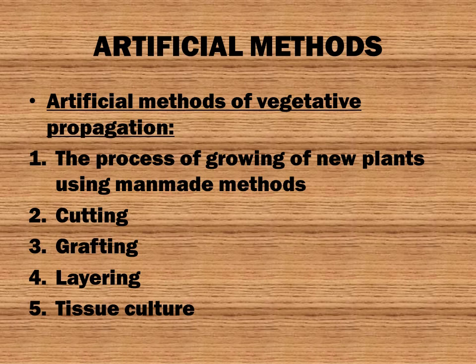So coming to the next topic now, the artificial methods of vegetative propagation. Artificial methods of vegetative propagation is nothing but the process of growing new plants using man-made methods, and it is a simple, faster, and less expensive method for multiplying plants. It is for this reason that this method is commonly used by agriculturalists and horticulturalists. Some artificial methods of vegetative propagation are cutting, grafting, layering, and tissue culture. So we'll learn about them one by one in more detail.